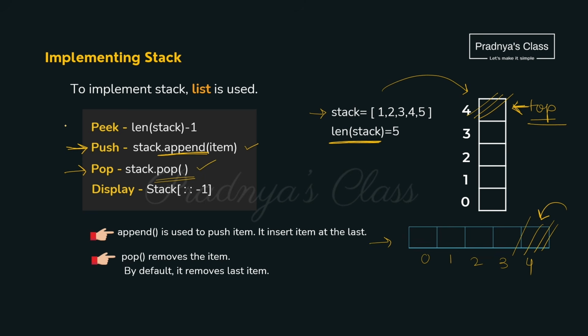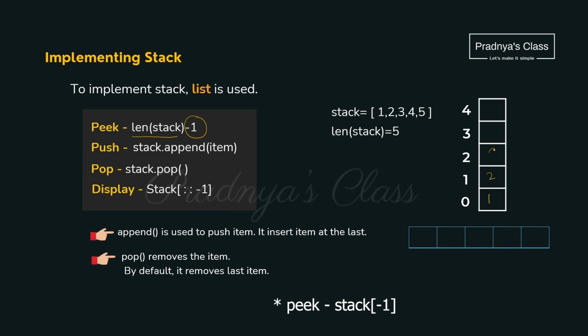There is one more operation, that is nothing but peek. Peek means we have to just inspect or check the element which is at the top position. So these are the elements of the list. We need to find out which element is at the top position. So calculate the length of the stack, which is 5, and we will subtract 1 from it. It means we will get 4. So stack of 4 means the element which is at the last position. So this task is also done.